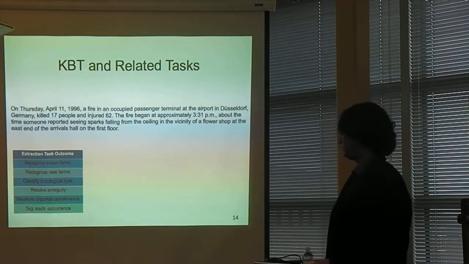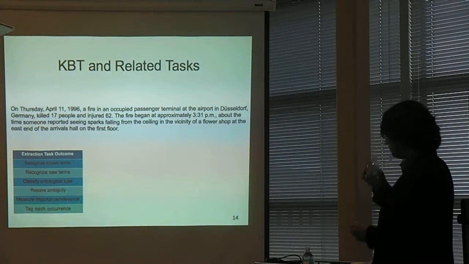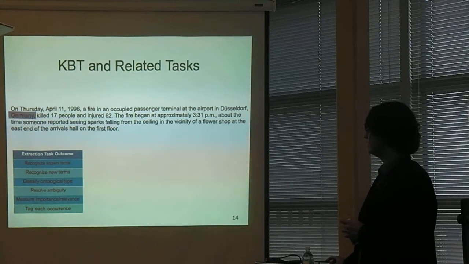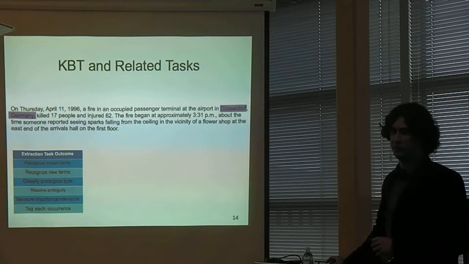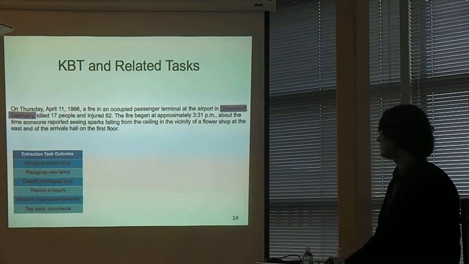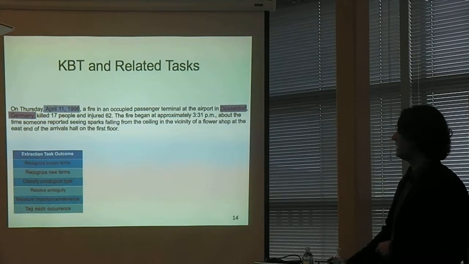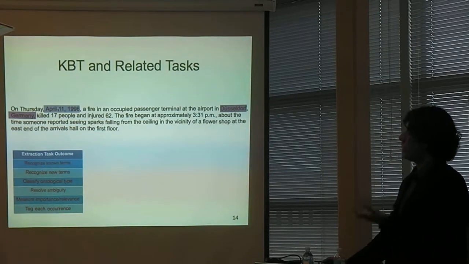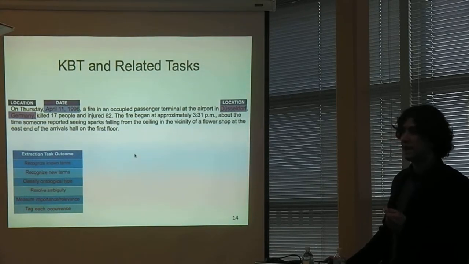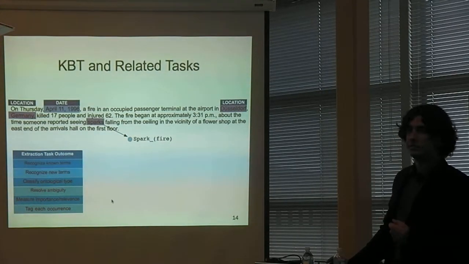So if you relate this model to the related tasks that I presented before, I want to highlight a few task outcomes. Given this text, a user might want to recognize known terms. So I have Germany in my knowledge base, and I have Dusseldorf in my knowledge base, so I want to tag these in the text. They might also want to recognize new terms that are not in my knowledge base, but that are perhaps important. So, on which day did this occur? If you have a query for that in, let's say, your semantic search system, it's important to know this, but I don't have this date in my knowledge base, so it's also important to find that. It's also important to type, perhaps, to classify the ontological type of the things that I'm finding. For some use cases, it may be important to resolve ambiguity. So Sparks can also be the name of a band, but in this case here, it is used to mean fire, a spark related to fire.